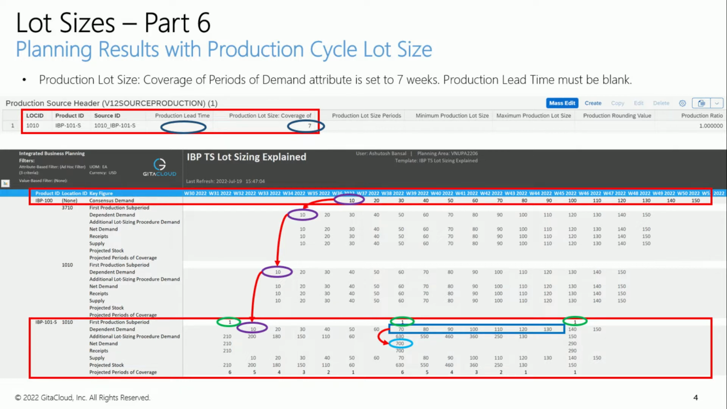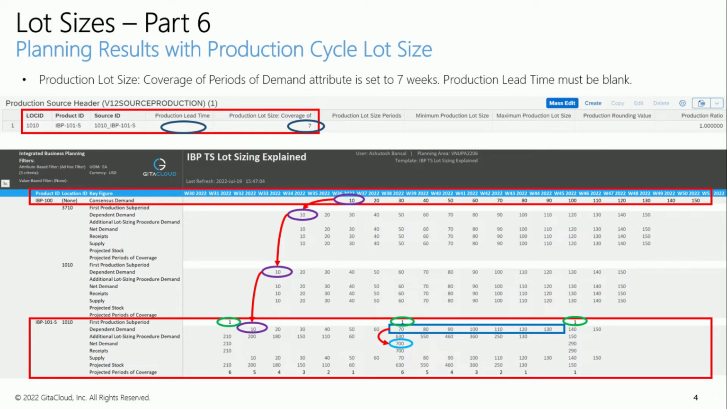Consensus demand for 10 units in week 36 propagates to DC 3710 in week 34 given 2 weeks customer transportation lead time. The dependent demand for IBP 100 at DC further propagates to plant 1010 in week 33. This dependent demand further propagates down the bill of material to the subassembly IBP 101S in week 32 given 1 week assembly lead time for the finished good.